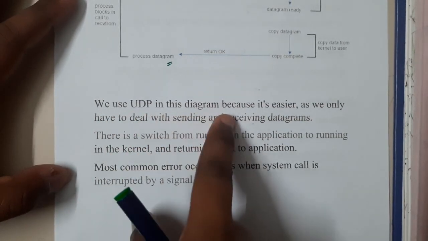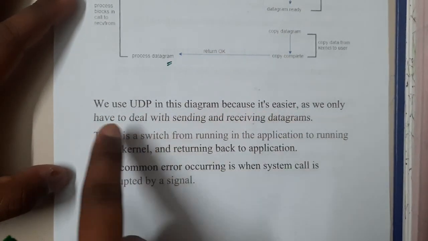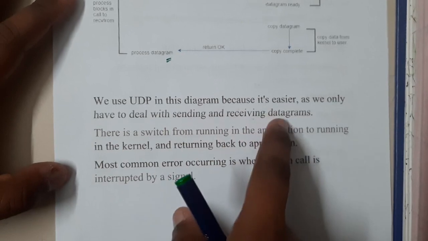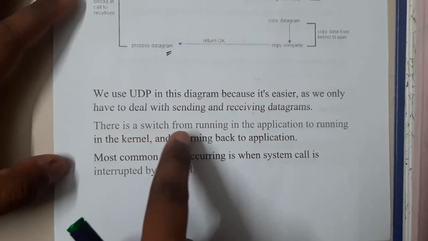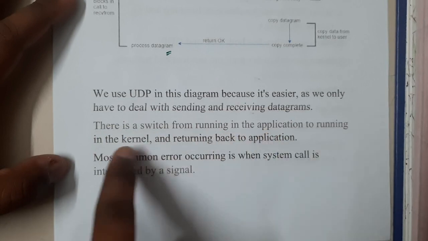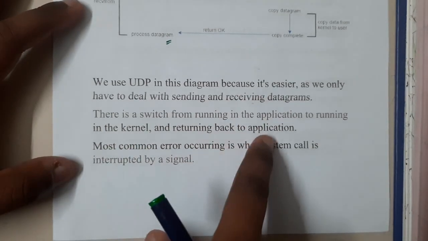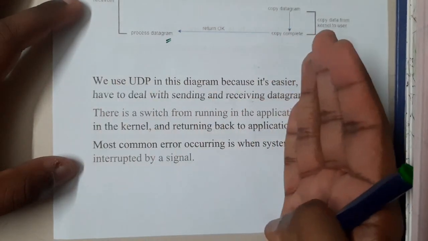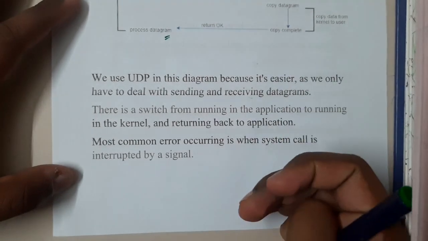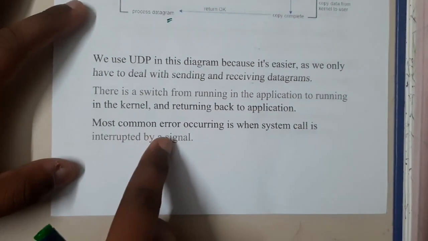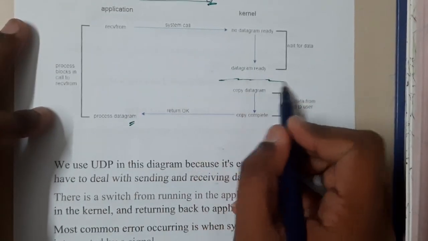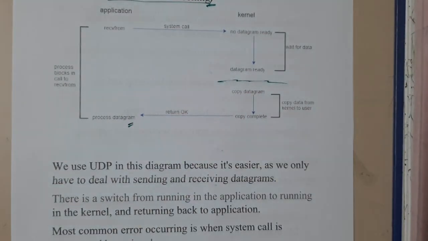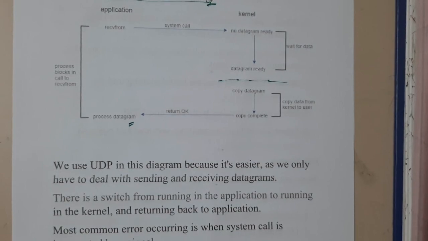We use UDP in this diagram because it is easy, as we only have to deal with sending and receiving the datagram. There is a switch for running the application to run in the kernel and return back to the application. Once it started, it will go there, and once the data is ready and complete, it will return back. The most common errors occur when a system call is interrupted by a signal. If something happens in between, then only there will be an issue. I hope everyone got some basic idea about the input output model.